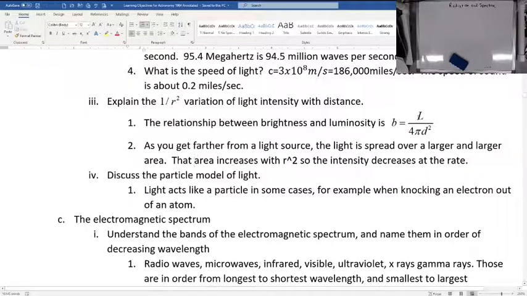And by the type of star it is, by the kind of light it gives off, we can tell what its wattage is, what its luminosity is, what kind of light bulb it is. And that allows us to tell how far away it is, knowing those 2. And so this is a really important relationship, the brightness-luminosity relationship. As you get farther from a light source, it gets spread out over a larger and larger area that increases with the square of the distance, so the intensity decreases at that rate.